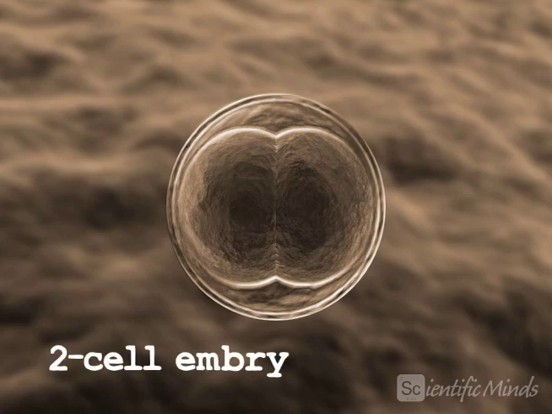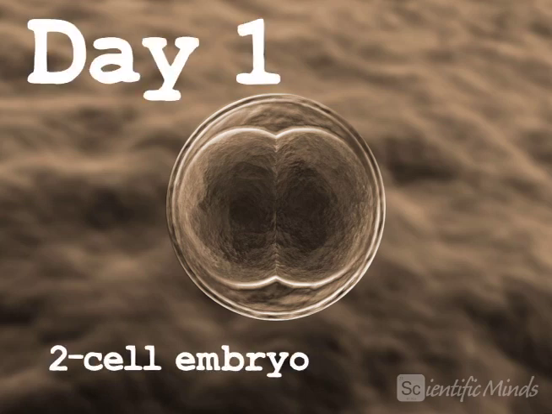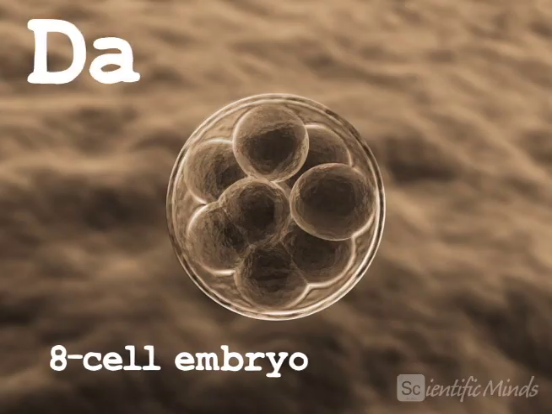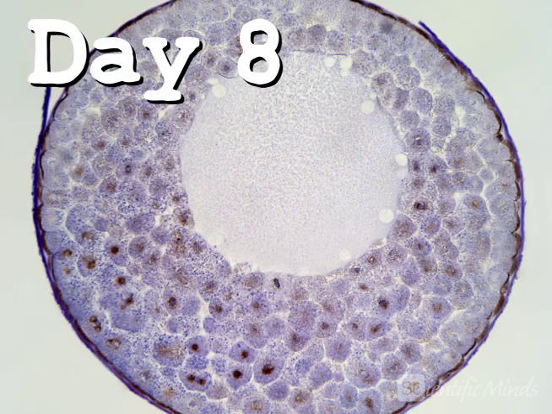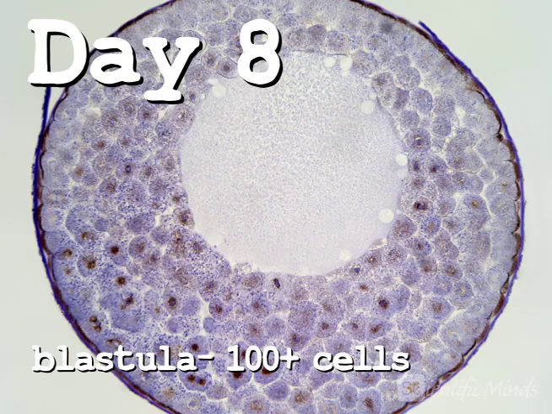In cattle, a 2-cell embryo on the first day of pregnancy divides to form an 8-cell embryo on day 3. By day 8, the embryo is a blastula with more than 100 cells.